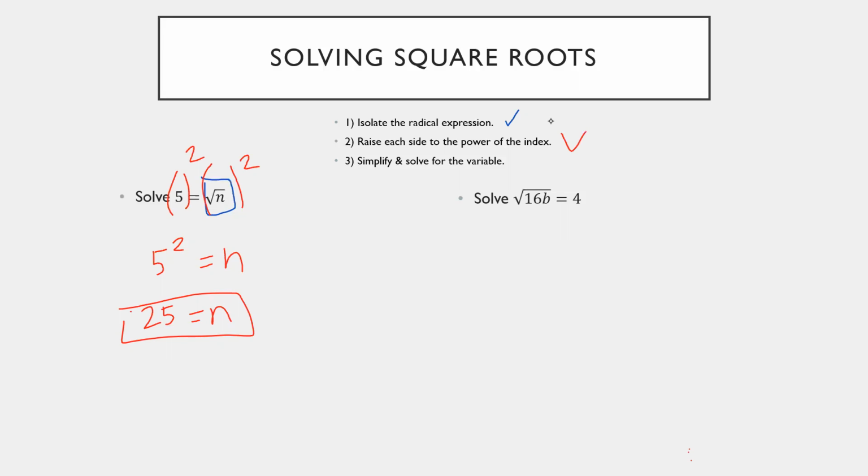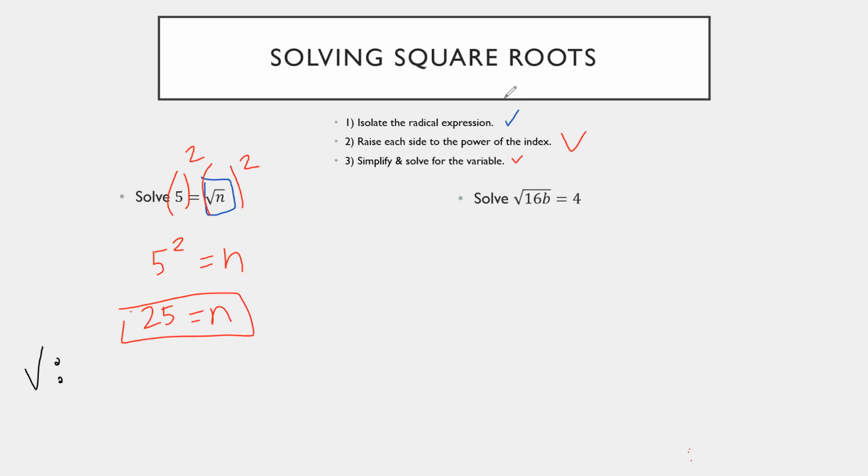Simplify and solve for the variable was the last step, and it really took a hold of itself. One thing that I actually didn't write on the steps here is that you have to check for extraneous solutions, meaning we have to check for things that end up lying to us, extra solutions that aren't really true solutions. So we also need to check for extraneous solutions.